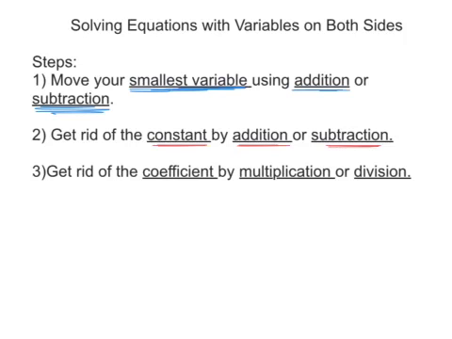And then step 3 says we want to get rid of the coefficient by using either multiplication or division. Remember, the coefficient is the number that's right beside your variable.